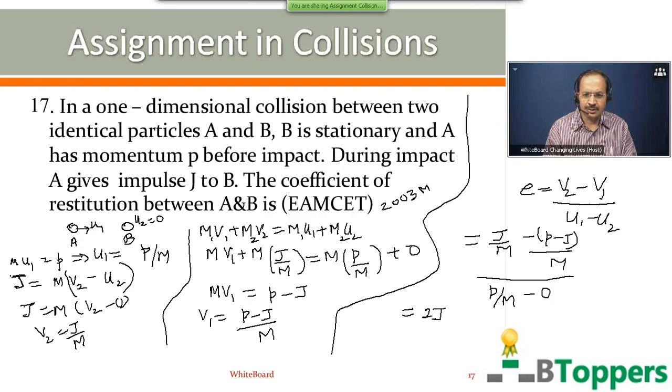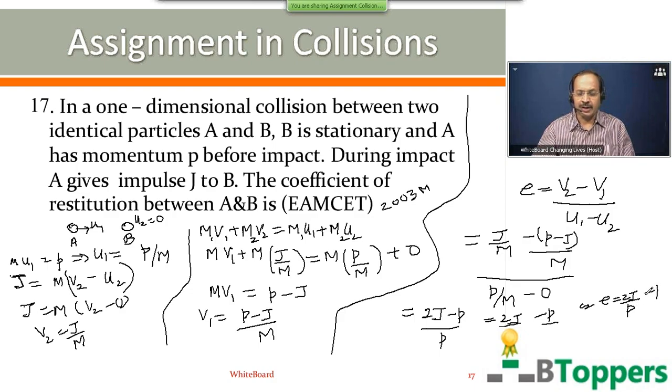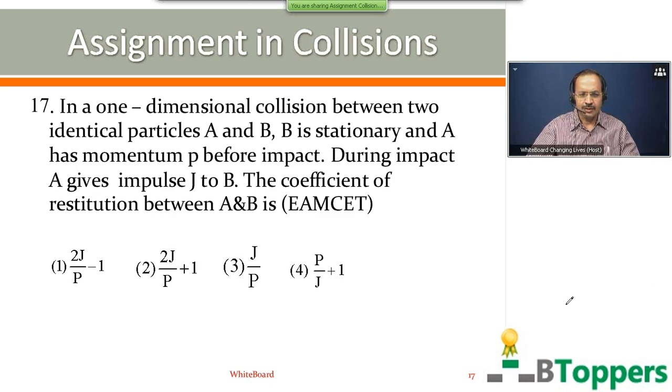You get 2J minus P by P. Dividing each term separately by the denominator, you can simplify that. You get 2J by P minus 1. In case you need more time to copy the solution, you can take a pause and copy it. So for question number 17, the first option will be the answer.